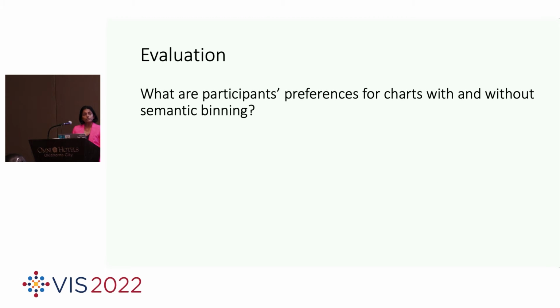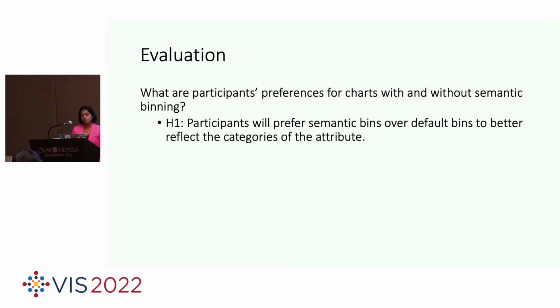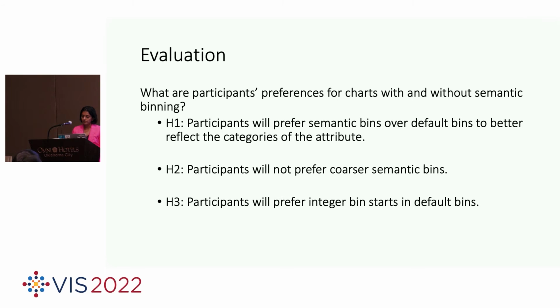So we evaluated Oscar's binning algorithm by exploring this high-level question: what are participants' preferences for charts with and without semantic binning? We specifically had 3 hypotheses. The first one was that participants would prefer semantic bins over default bins to better reflect the categories of the attribute. The second hypothesis was that participants would not prefer coarser semantic bins, as it may be hard to discern distribution patterns. And the third hypothesis was that participants would prefer integer bin starts, as it's easier to understand what these patterns are about.